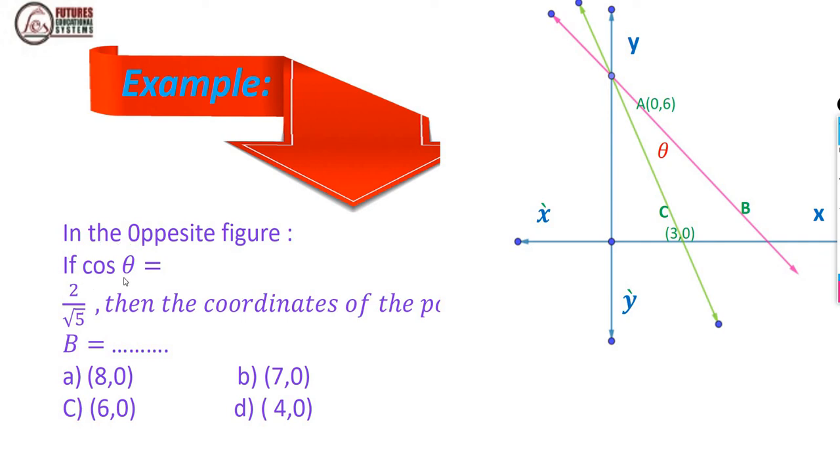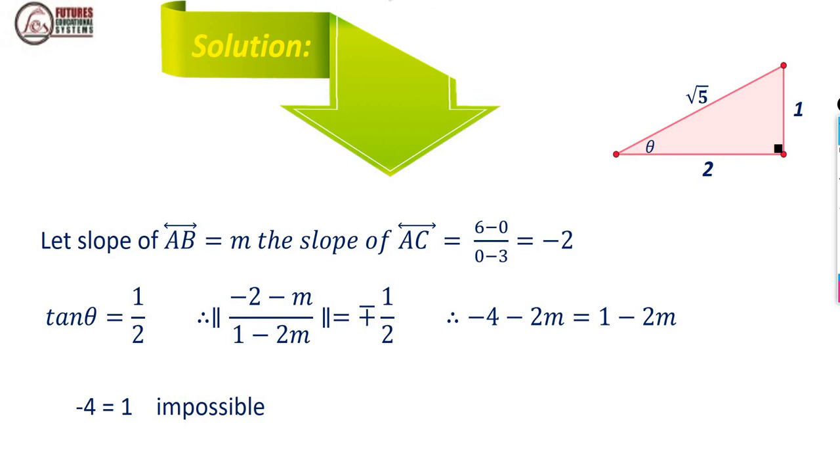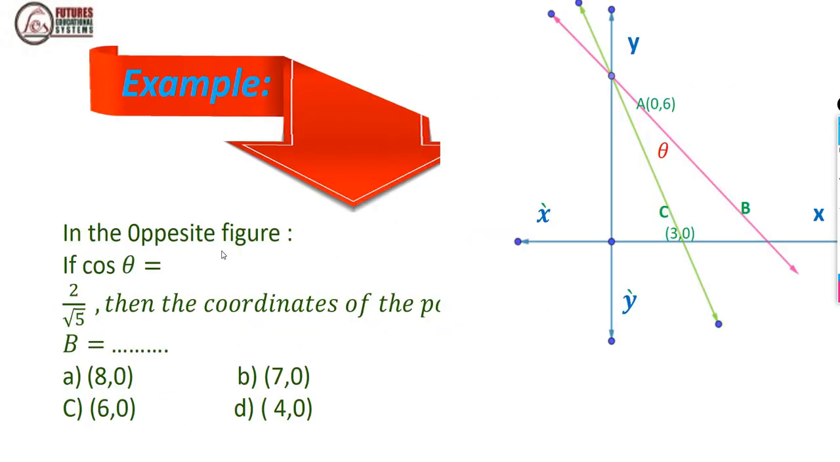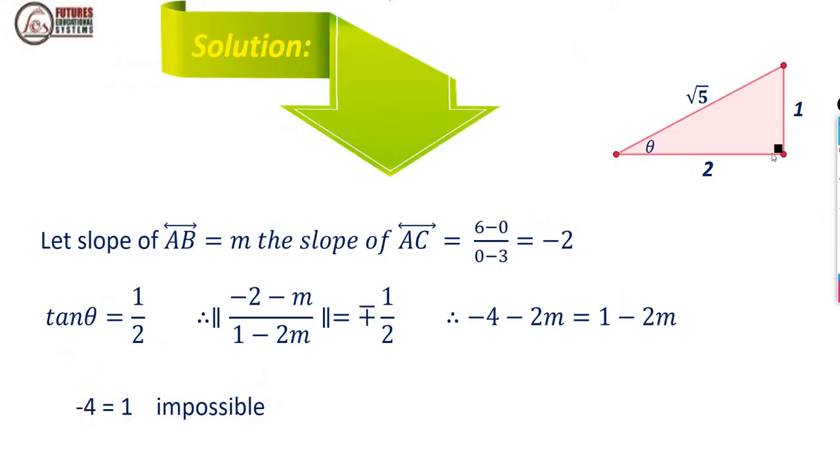So now, in the problem, the cosine of theta was given. In the second problem, again in the opposite figure, the cosine of angle theta equals 2 over square root 5. Then the coordinates of point B are: A, B, C or D. From the beginning we solve the right angled triangle. Since the cosine equals 2 over square root 5, therefore tan equals 1 over 2. Solve by using Pythagoras.